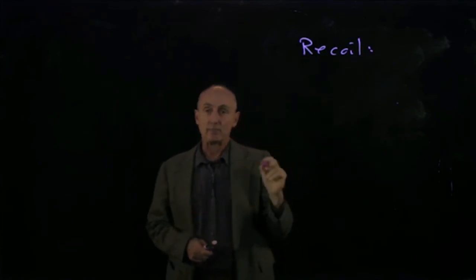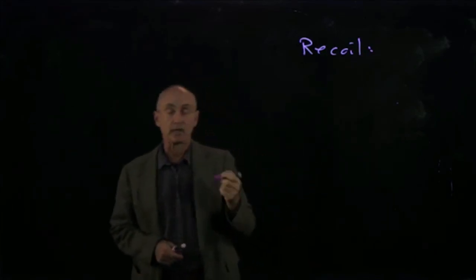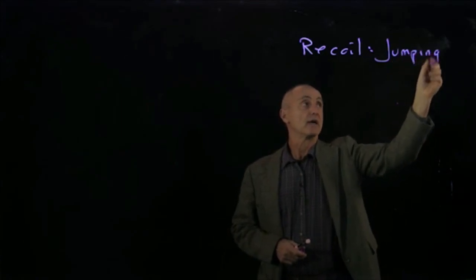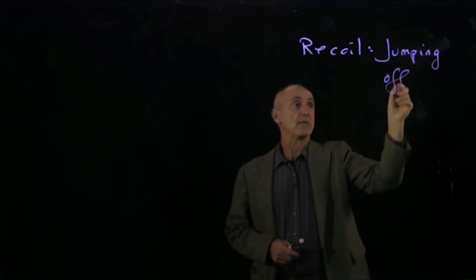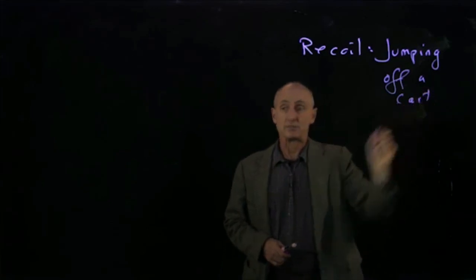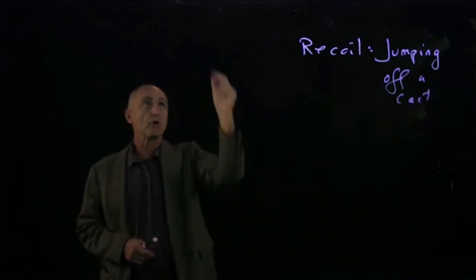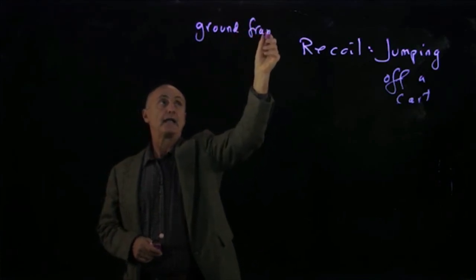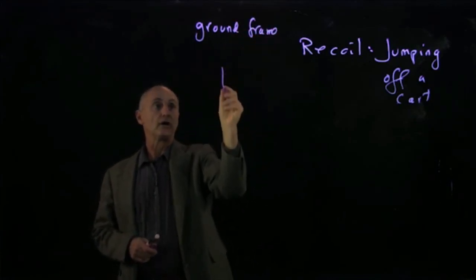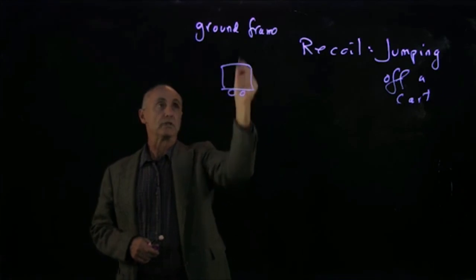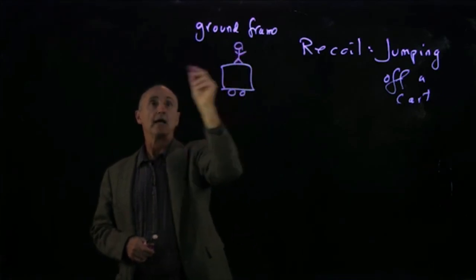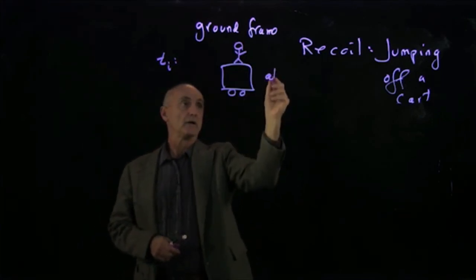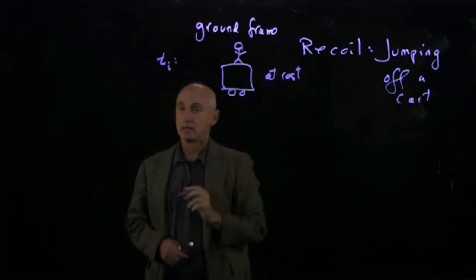I would like to now apply the momentum principle to an example of recoil. In our recoil example, we have a person jumping off a cart. So let's just look at how this example can work if we draw momentum diagrams. Suppose we choose a ground frame. In that ground frame, we have a cart and a person. The person is standing on the cart. This is t initial, and here, they are at rest.